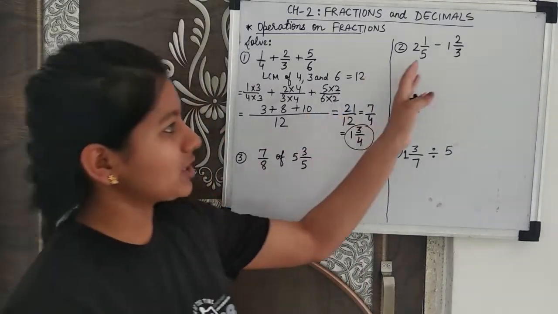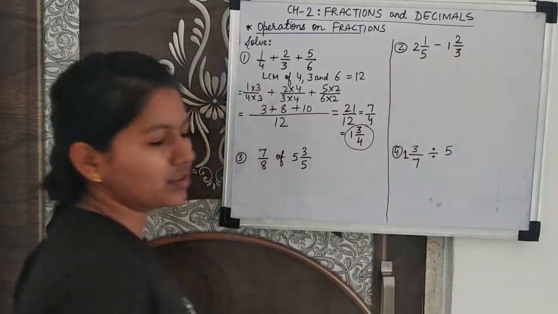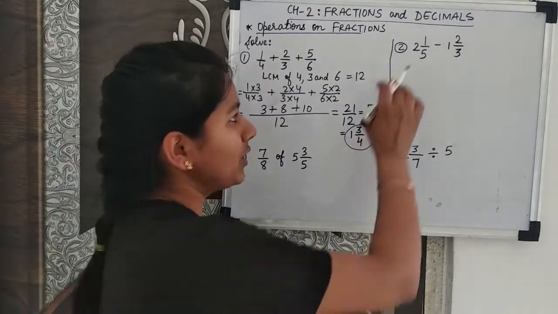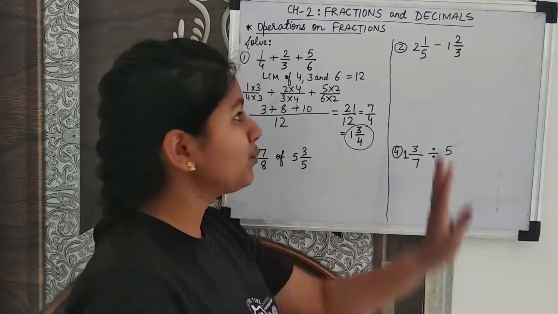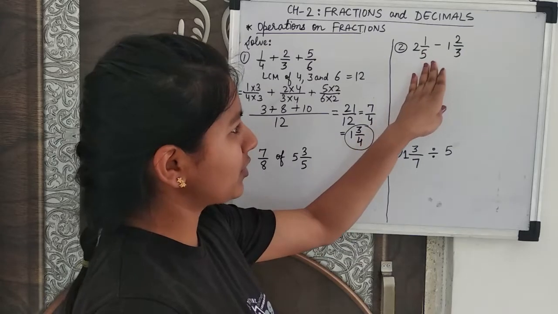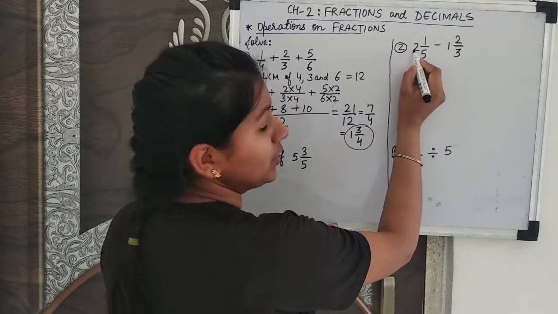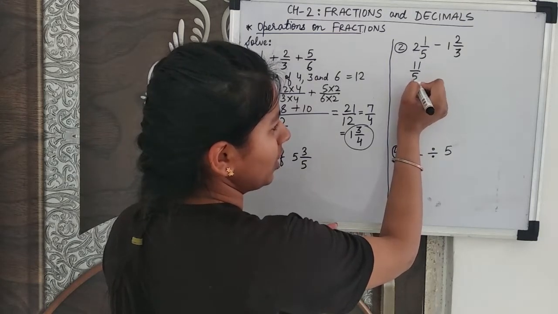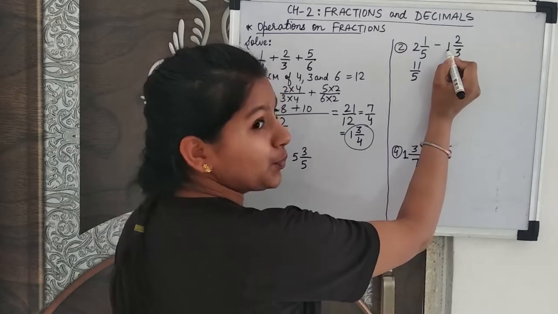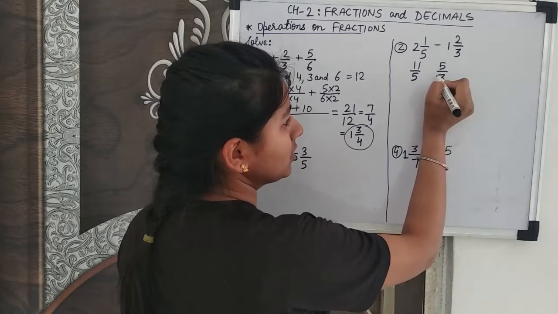Now similarly for subtraction also, first of all I can see that they are not improper fractions, they are mixed fractions. So whenever we have a question with mixed fractions, our first step will be to convert those mixed fractions into improper fractions. So 5 2s are 10, 10 plus 1, 11 upon 5. 3 1s are 3, 3 plus 2, 5, 5 upon 3.